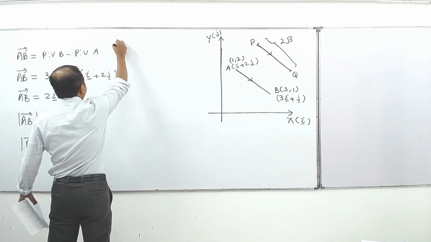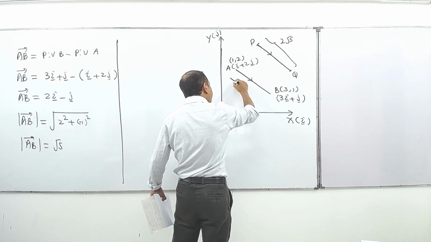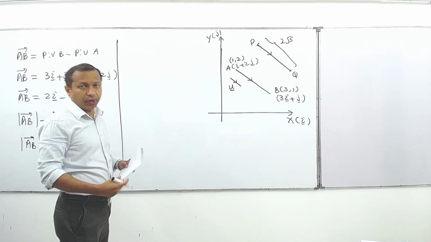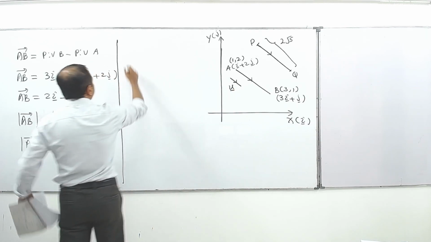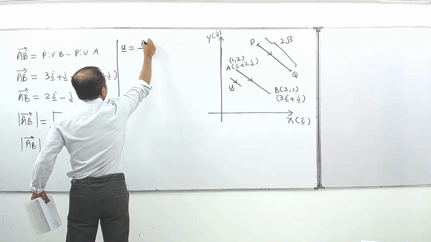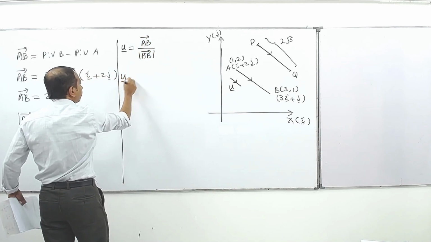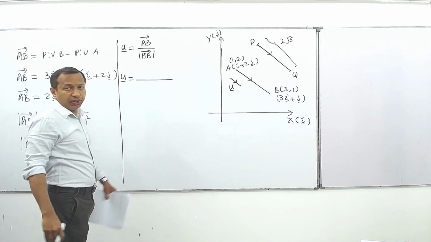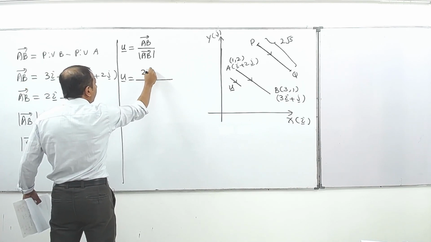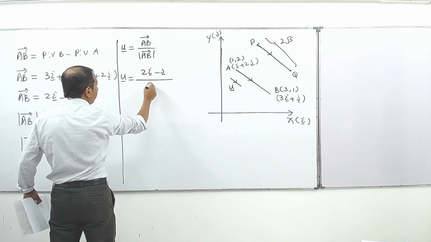Now, I am going to find in the direction of A to B, suppose the unit vector is U. You know unit vector means size is 1. So unit vector in the direction of AB vector, if I take as U, you can write AB vector divided by AB vector modulus like this. This is the definition of unit vector. Vector AB 2i minus j. AB vector modulus root 5.